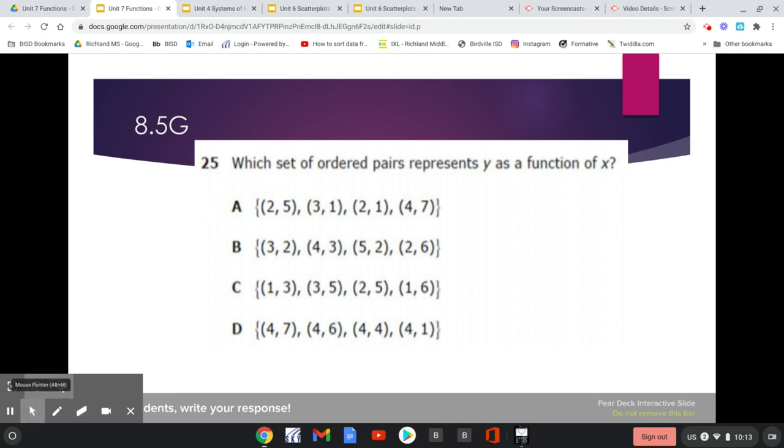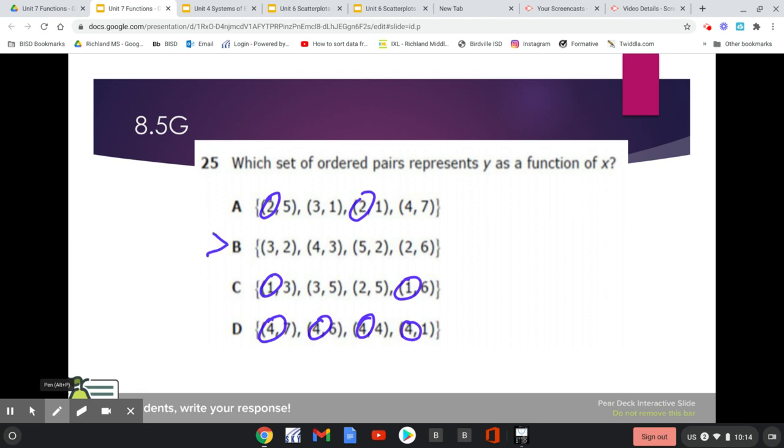So it says, which set of ordered pairs represents y as a function of x? So you're just looking for the ones that do not repeat. So we can see A doesn't work because the 2's repeat. B looks good. There's a 3, a 4, a 5, and a 2. For C, the 1's repeat. And for D, there's a 4 for x on each one. So your answer would be B.